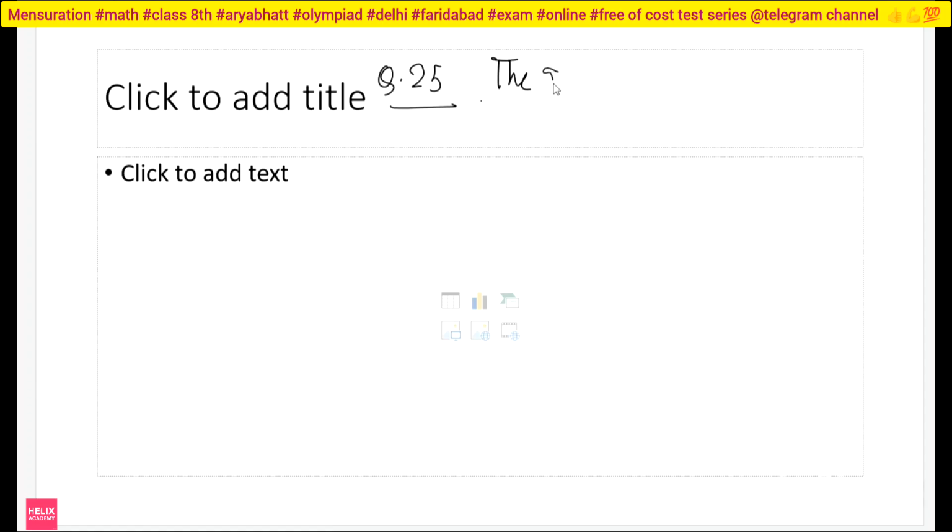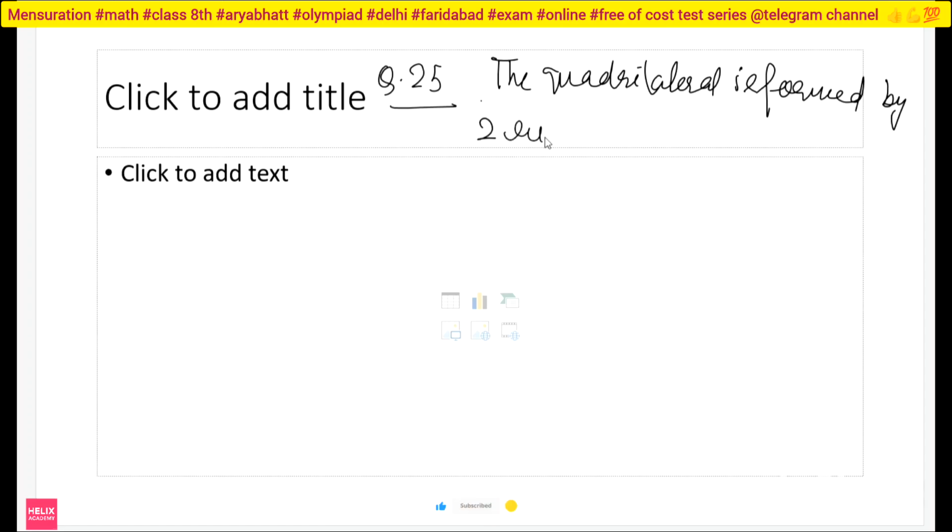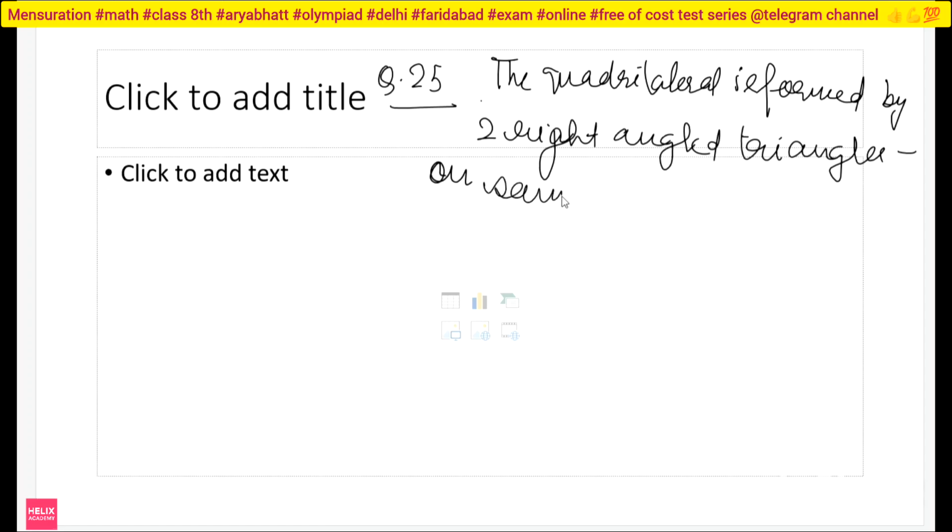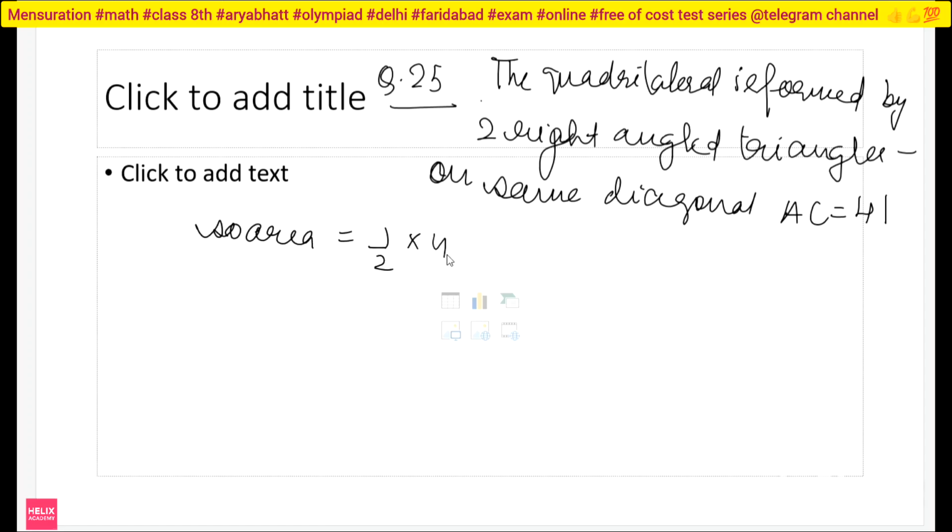Okay, the quadrilateral is formed by two right angled triangles. Okay, so when this happens, and this is formed on the same diagonal, that is your AC, and that value is 41 centimeter. So I will say area is equal to 1 by 2 into 40 into 15, that is your 300 centimeter square.